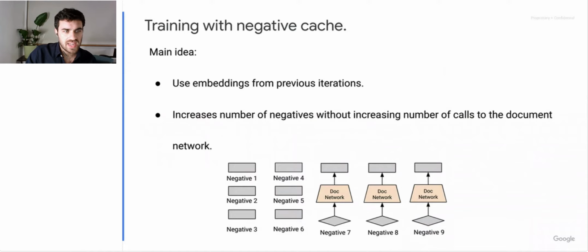So in this work, our main idea is to use embeddings from previous iterations to improve training. So what we'll do is we can use embeddings from previous iterations, and this will allow us to increase the number of negatives without increasing the number of calls to the document network. So here we have 9 negatives. However, on this iteration, only 3 of them are fed into the document network.